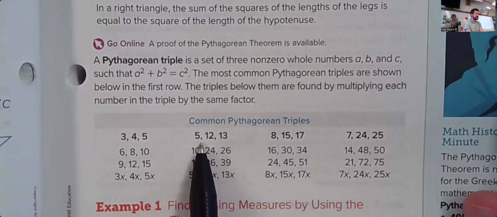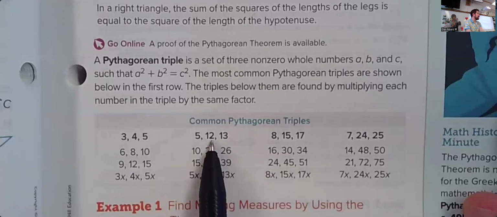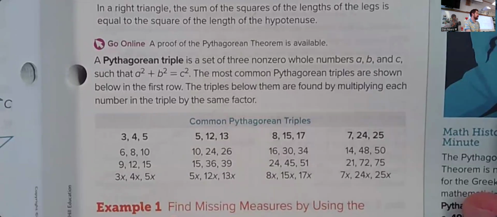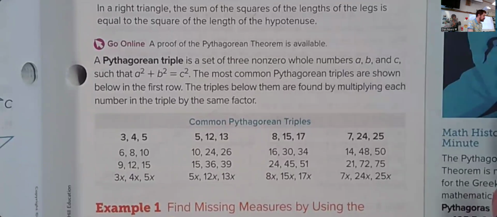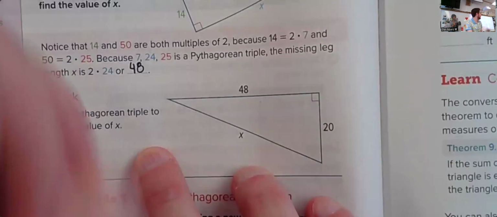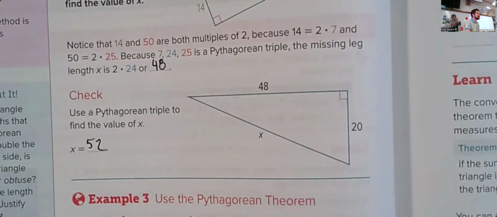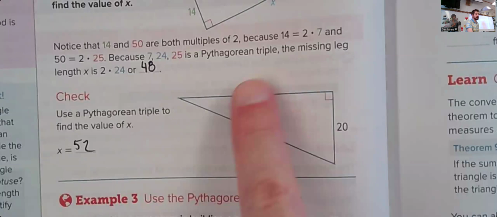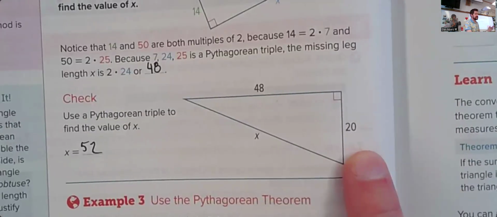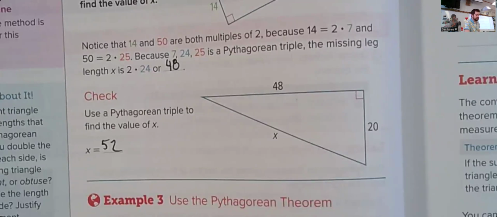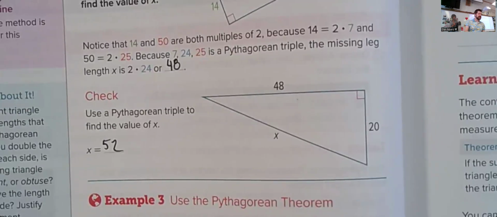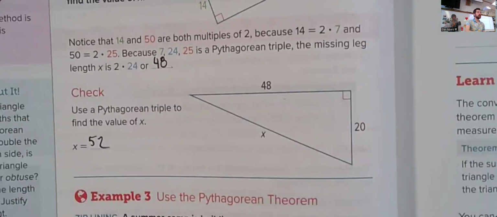5 times what is 20? 4. 12 times what is 48? Should be the same number. 4. So 13 times 4 is what? 52. Or if you want to, you can just use the Pythagorean theorem. 48 squared plus 20 squared equals c squared, then square root it and you get 52. So a couple ways of doing that. All right. Using the Pythagorean theorem. Like I said, it's going to be a quick lesson today.